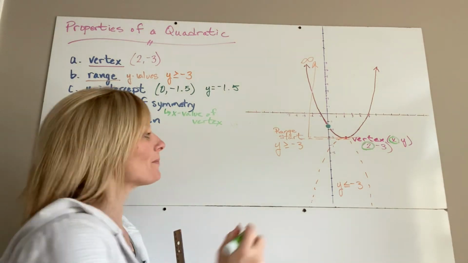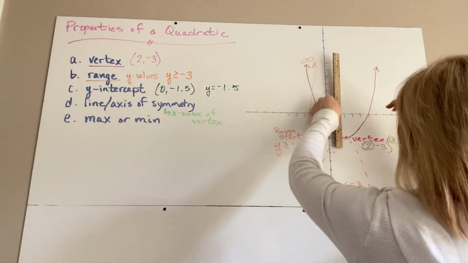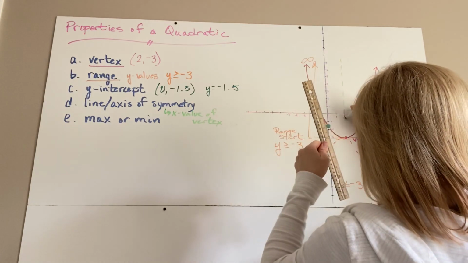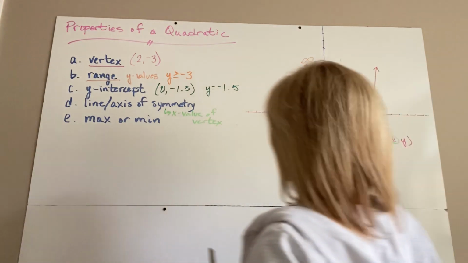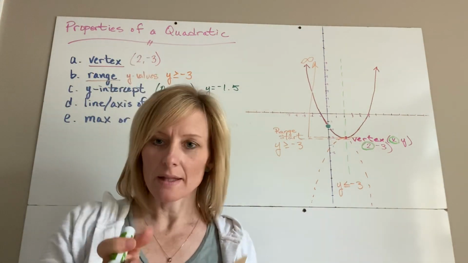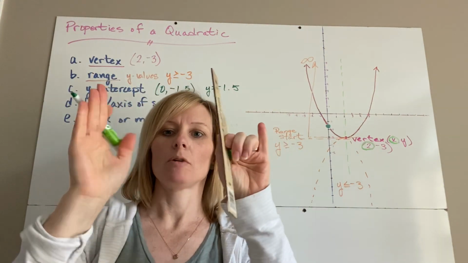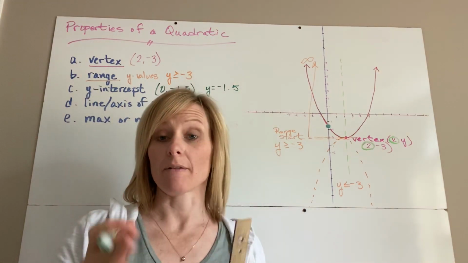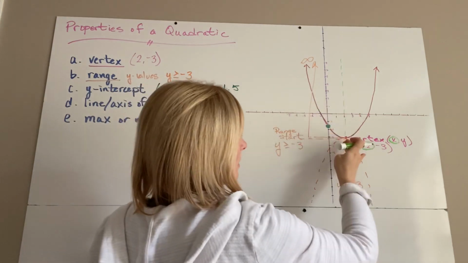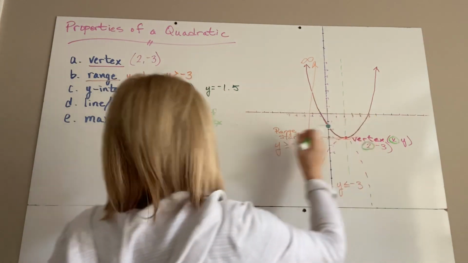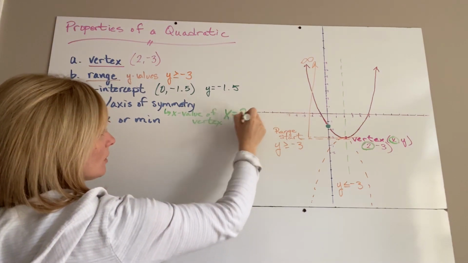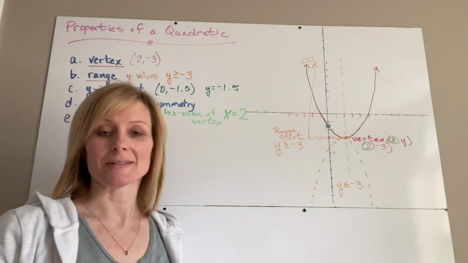Yep. So if we were to draw this axis of symmetry straight down the middle of the parabola, it would cut the vertex in half, and we'd be able to fold that parabola over on itself, and it would be a perfect mirror image. Okay, so here we go. It's at 2. So what we say for this is x equals 2. That's the axis of symmetry.